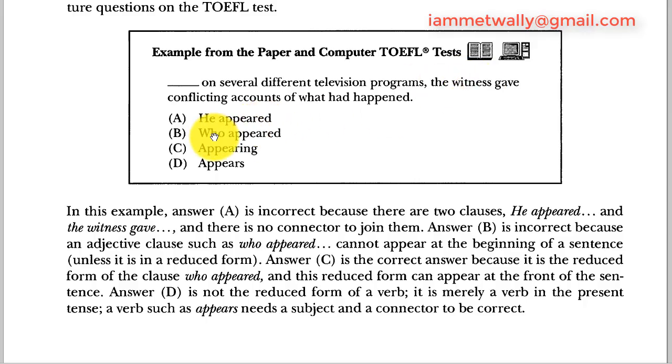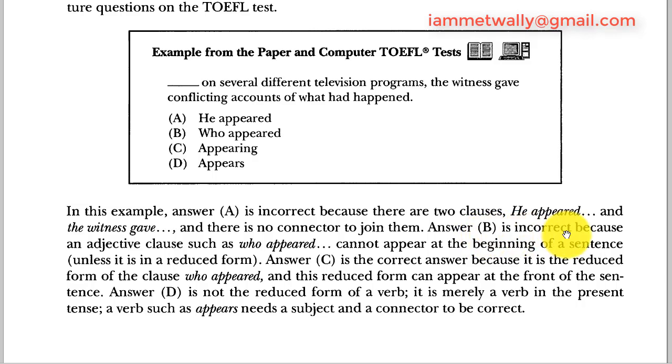Who appeared on several different television, I didn't say who. Appearing, this is the only reduced form. It's the best answer because it's the ing form. So let's say in this example, answer A is incorrect because there are two clauses, he appeared and the witness gave, and there is no connector as we said to join them.